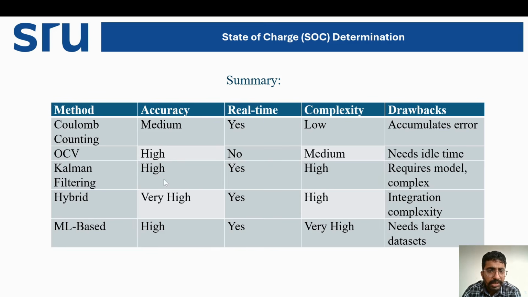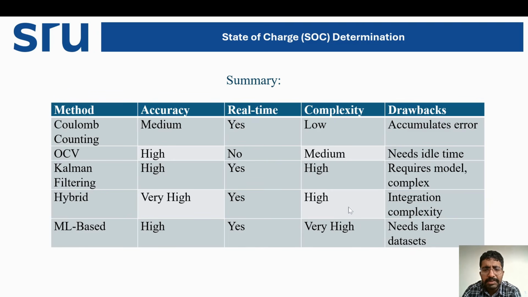Then Kalman filtering. Accuracy is higher and real time is also possible, but complexity is more and it requires a model, meaning you need to know the equivalent circuit model and develop the state estimator, the state space model. Then the hybrid model, a combination of any 3 of these, gives very high accuracy. Real time application will probably be possible, but complexity will be higher and integration will be more complicated.